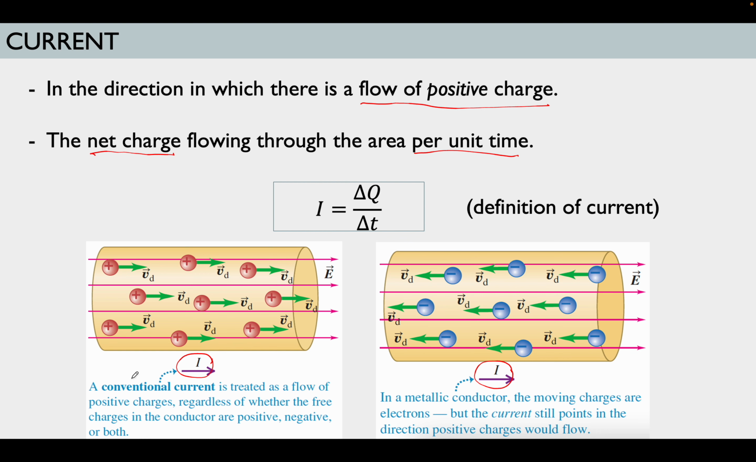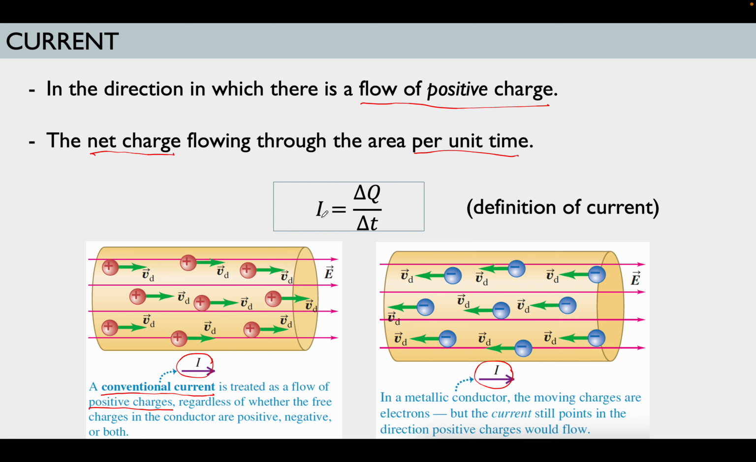So we call this current a conventional current. Conventional current is treated as a flow of positive charges regardless of whether the free charges in the conductor are positive, negative, or both.